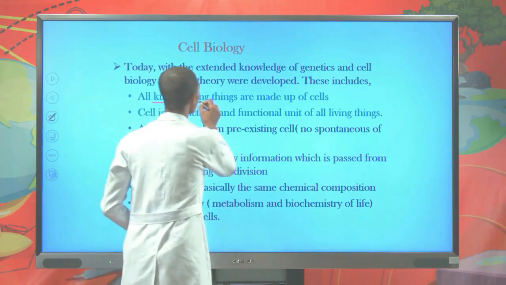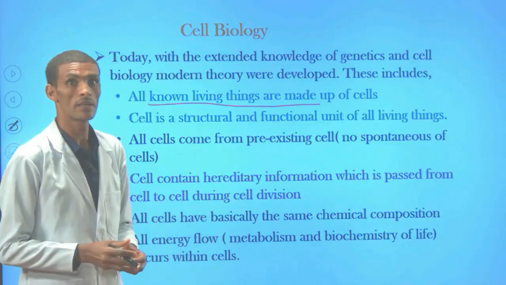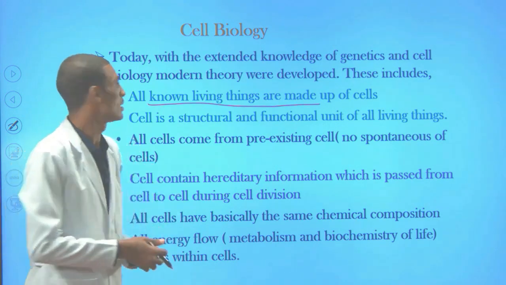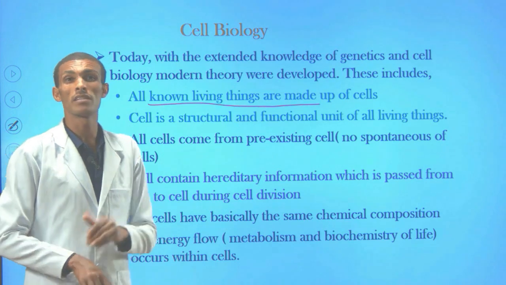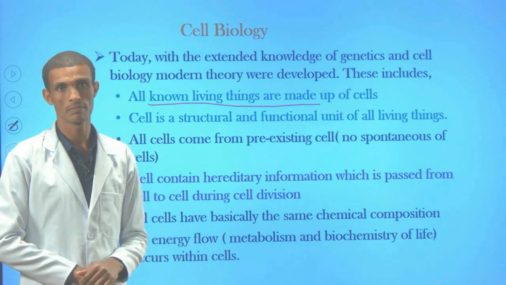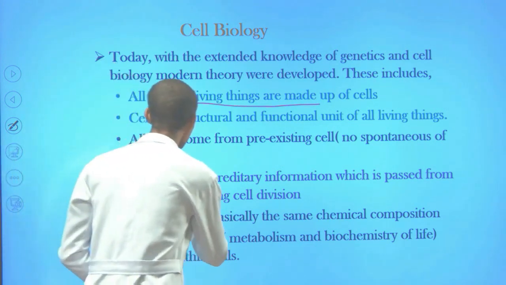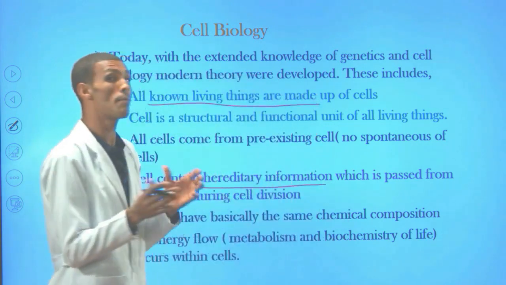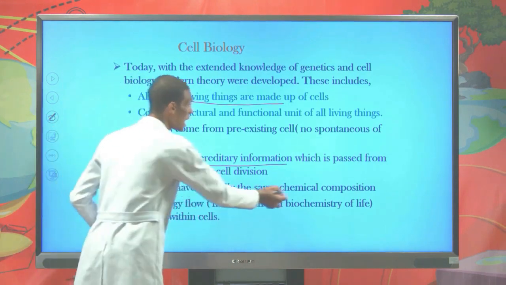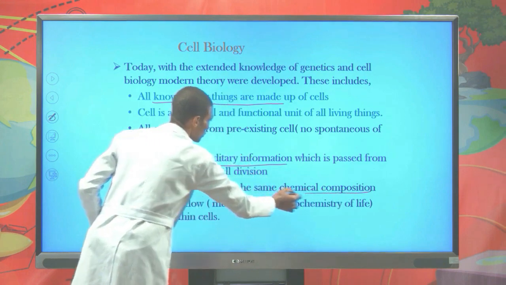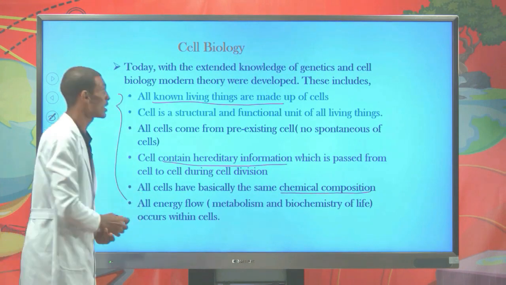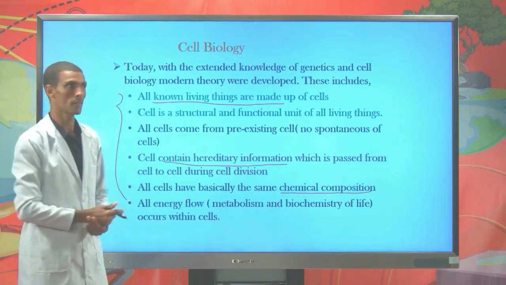The cell is the building block of all living organisms. Structurally and functionally, the cell is the basic unit of all living organisms. As well, cells come from pre-existing ones; there is no spontaneous generation of cells. Another point: there is hereditary material contained in the cell that can pass from generation to generation. Additionally, all cells have basically the same chemical composition. These are the widely accepted cell theory developments today.